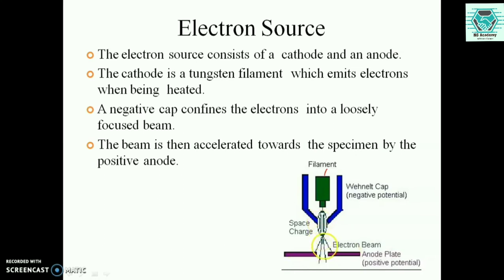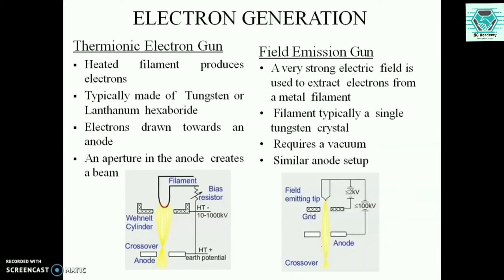Electron generation is done by the thermionic electron gun and the field emission gun. Now, what are the differences between these? The thermionic electron gun uses a heated filament to produce electrons, whereas in the field emission gun a very strong electric field is used to extract electrons from the metal filament.